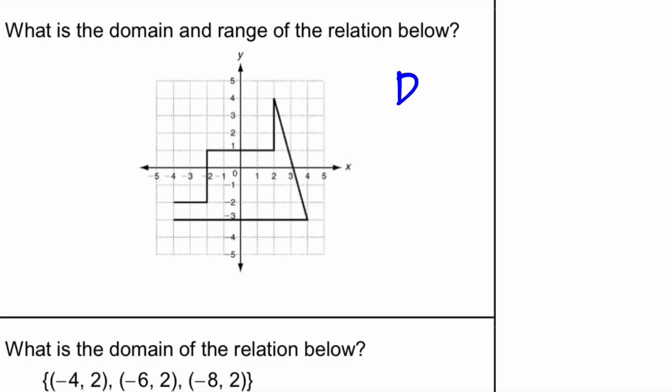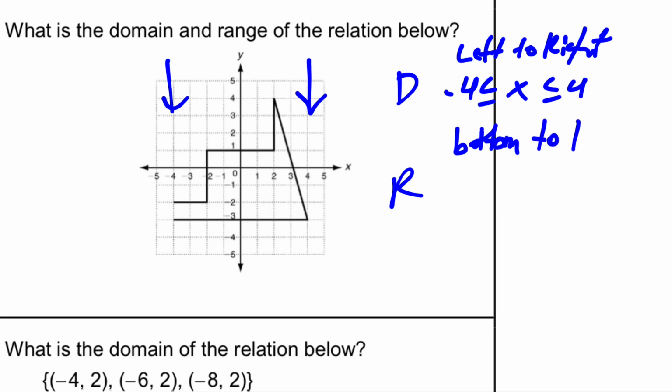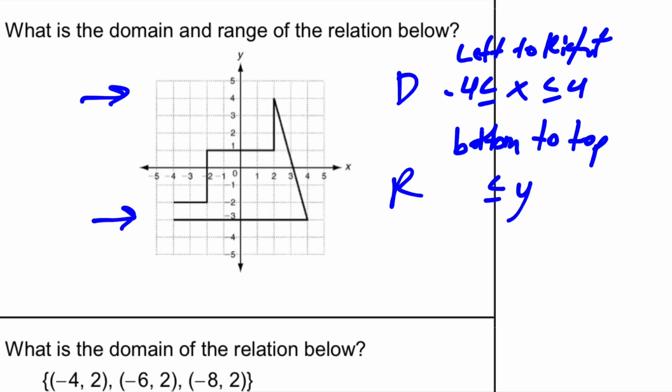The domain is left to right. So the leftmost point is here, and the rightmost point is here. So if we put x in the middle, we know that it's going to be -4 to a +4. For range, that's bottom to top. So the bottommost point on this graph is here, and the topmost point is here. So if I put y in the middle for range, the lowest here is going to be -3, and the highest is going to be a +4.